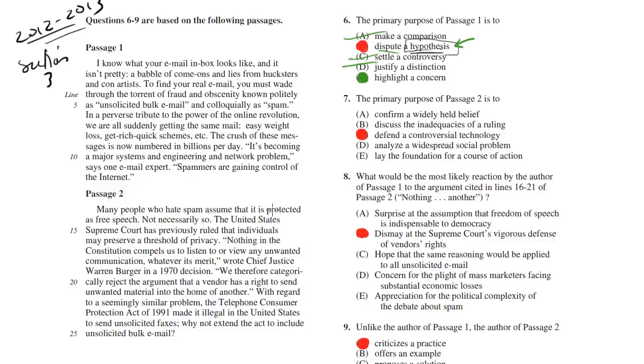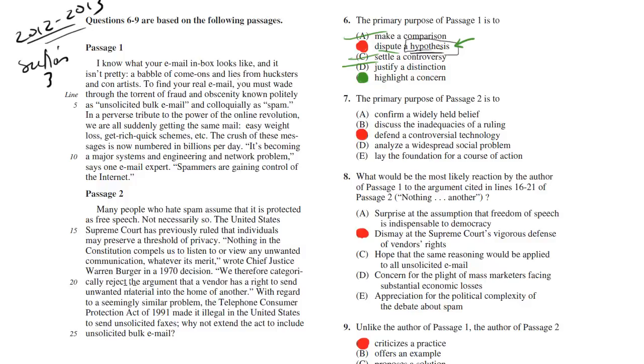Many people who hate spam assume that it is protected as free speech. Not necessarily so. The United States Supreme Court has previously ruled that individuals may preserve a threshold of privacy. Nothing in the Constitution compels us to listen to or view any unwanted communication, whatever its merit, wrote Chief Justice Warren Burger in a 1970 decision.